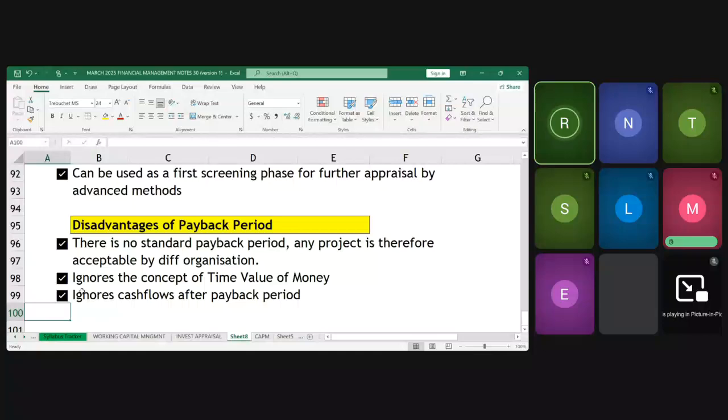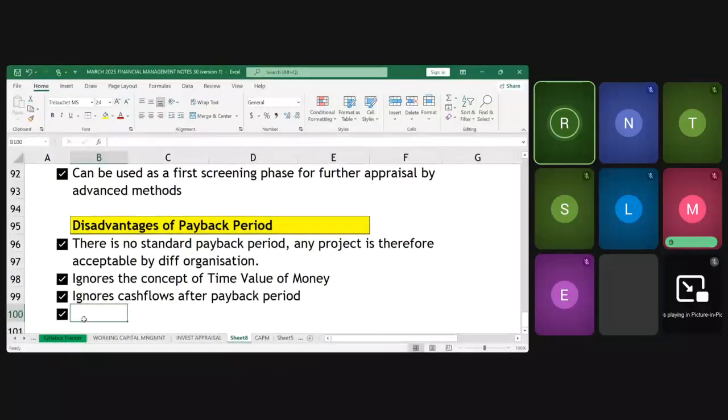Another disadvantage is that, right? Any other disadvantage? Probably I may write down the disadvantage that you want to talk about. Anyone? No one. All right.